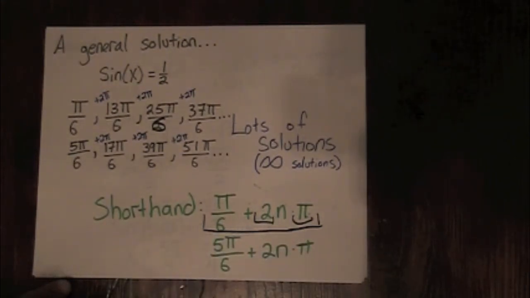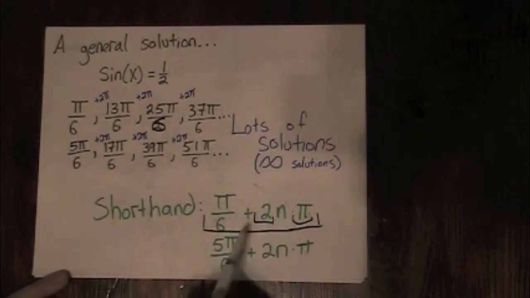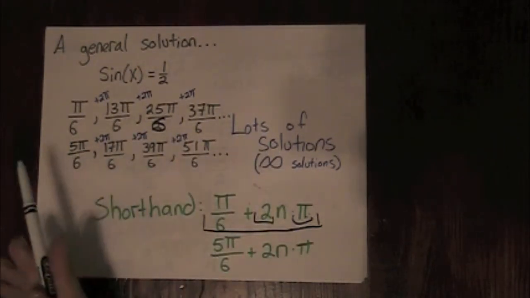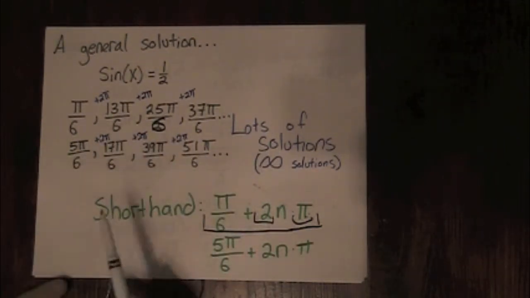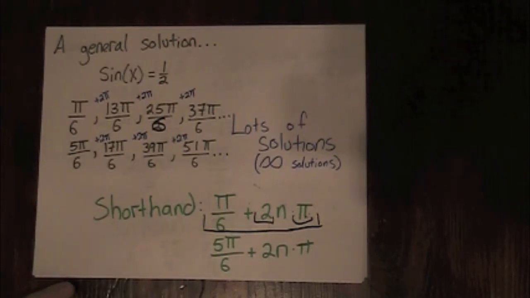So if n is 1, we go around one extra time, 2 pi. If n is 2, we go around twice more, that's 4 pi. If n is 3, 6 pi, 3 full circles more, and so forth. The same is going to be true of 5 pi over 6 plus 2n pi.